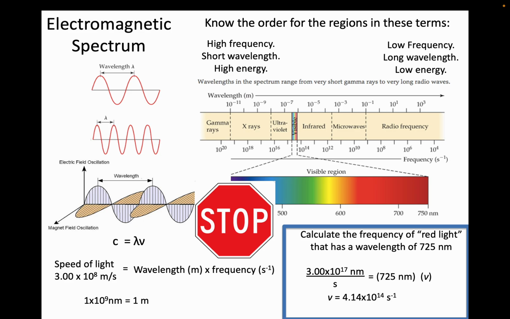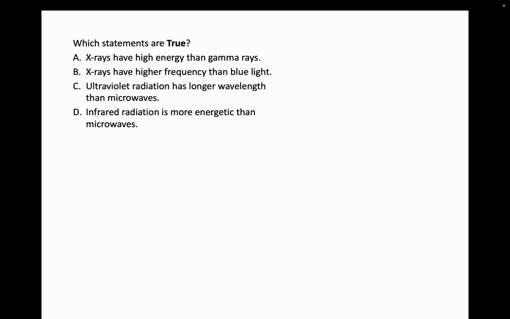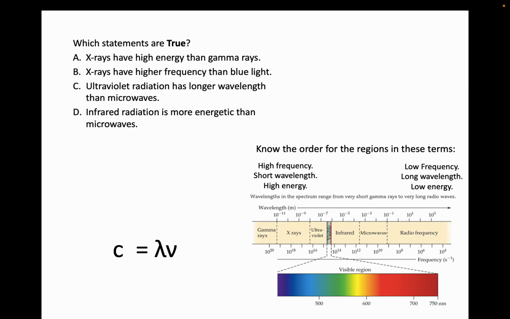Take a second, make sure you're comfortable with the ideas on this slide. What questions do you have? Here's a pretty typical exam question. Which statements are going to be true? And so we have a combination describing aspects of X-rays, gamma rays, UV. So this is different regions of the electromagnetic spectrum.